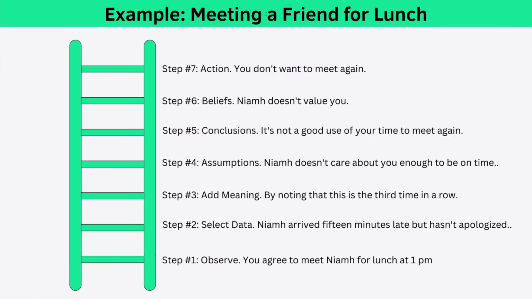In step 6, your conclusion that Neve doesn't value you becomes a belief. And finally, towards the end of lunch, when Neve asks when you'd like to meet again for lunch, you take action by informing her that you're really busy at the moment, so you don't think it's a good idea right now. Here, you've taken the best action for you based on all the previous steps of the ladder.